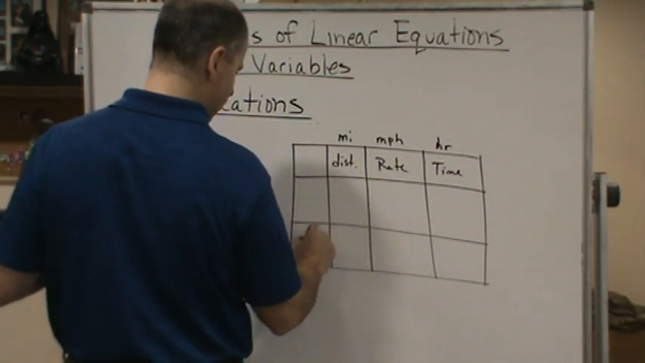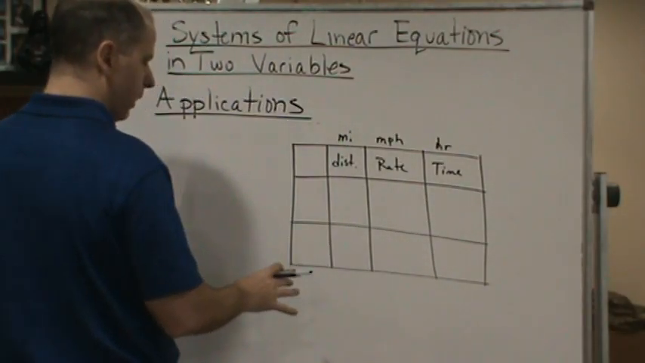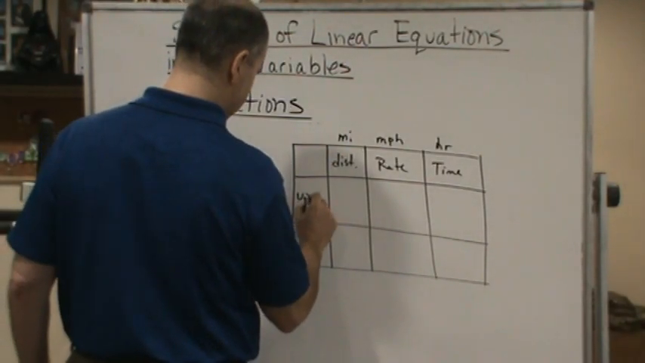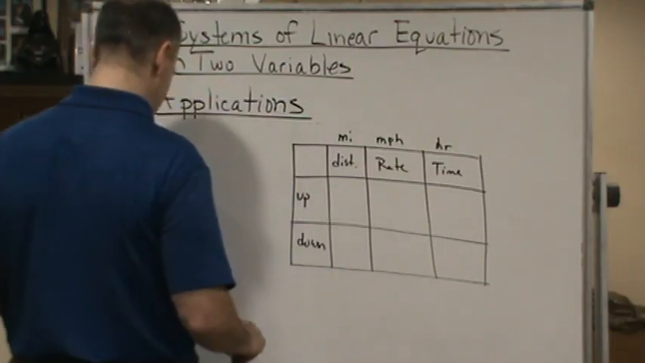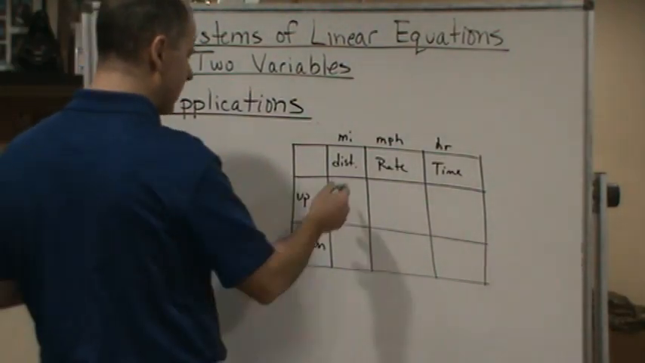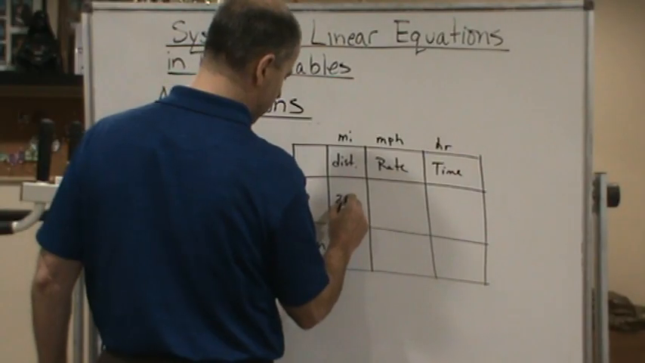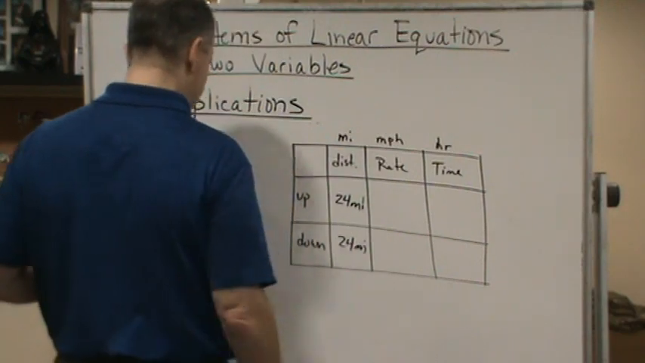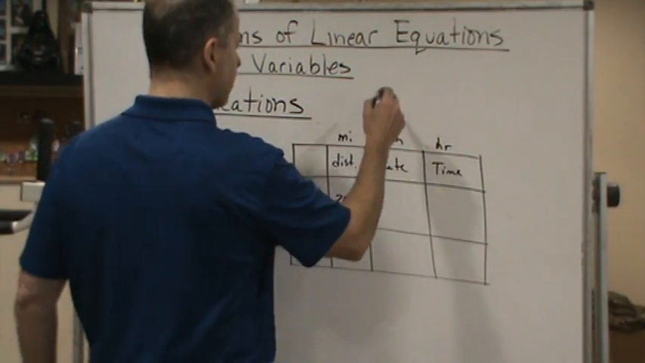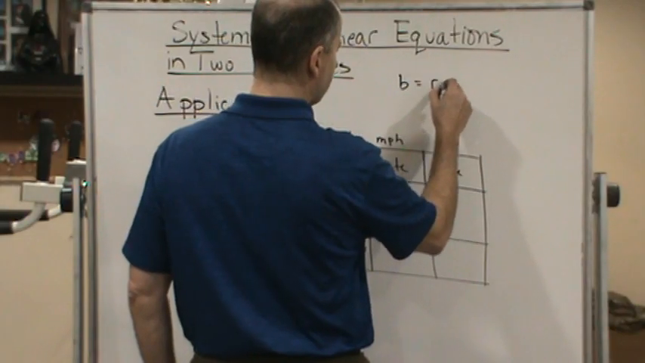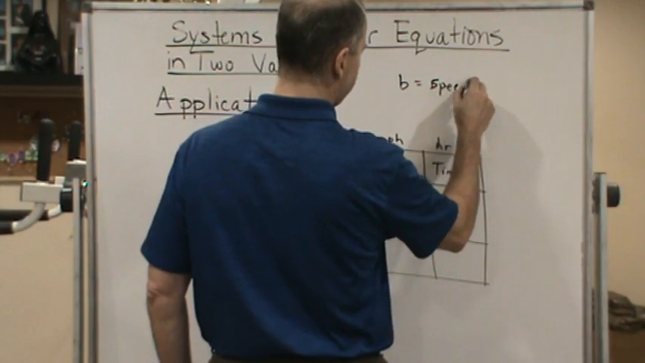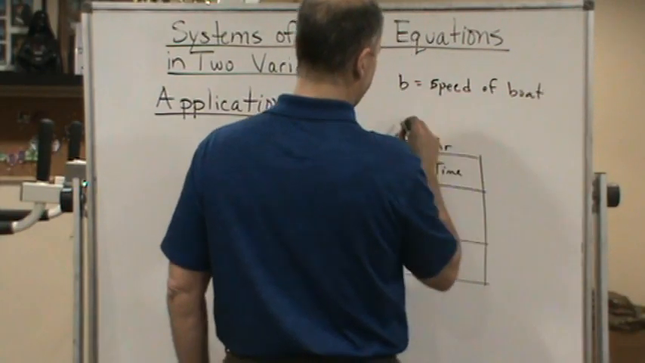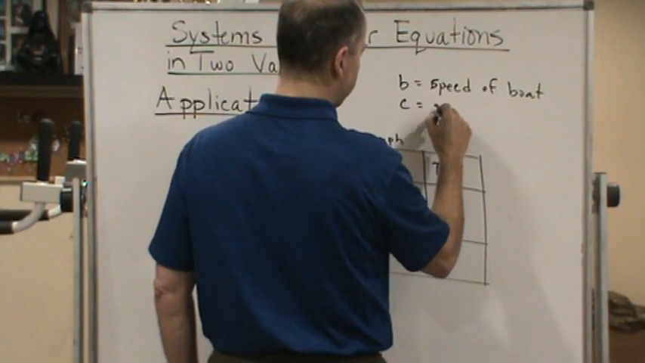And we'll have two different equations based on when they go upstream and downstream. Now, when they're going upstream, the distance going back and forth is still the same, right? So it's 24 miles both ways, right? So that doesn't change. Now, the rate, by the way, let's use B as the rate, the speed of the boat in still water, and C is the speed of the current.